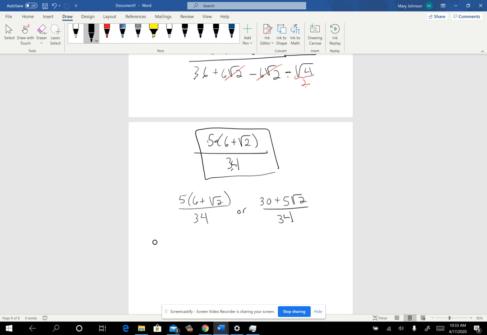So dividing radical expressions, really primarily, we're talking about trying to rationalize the denominator. Make sure that in the denominator of your final answer, you have a rational number, no radical in there anymore.